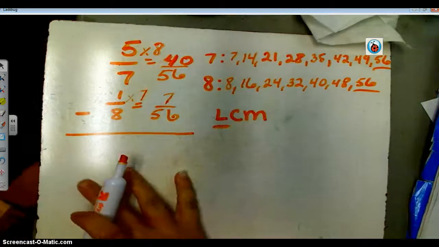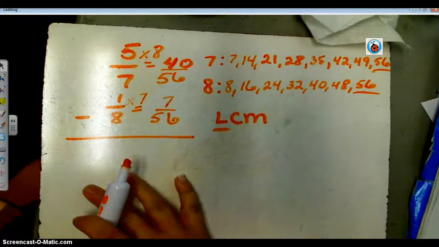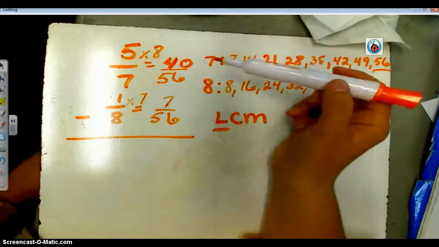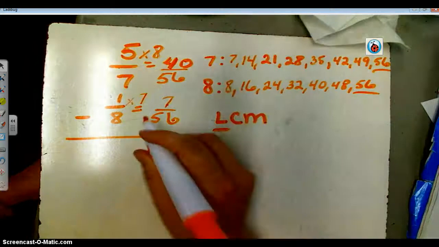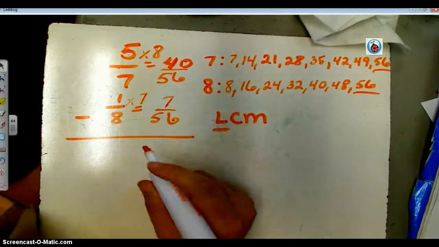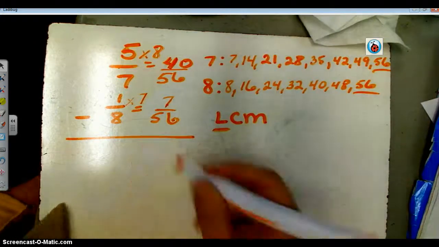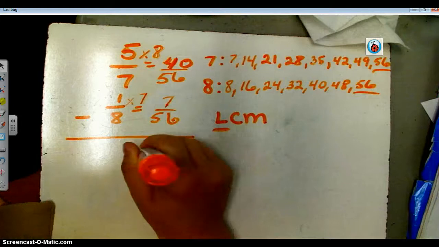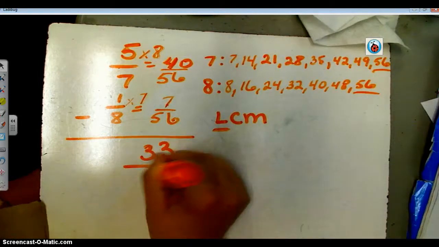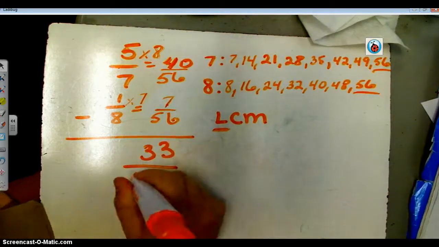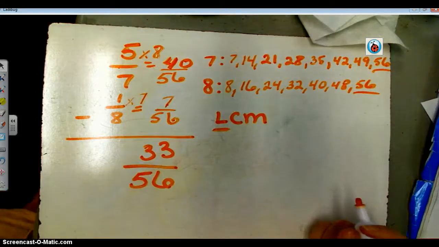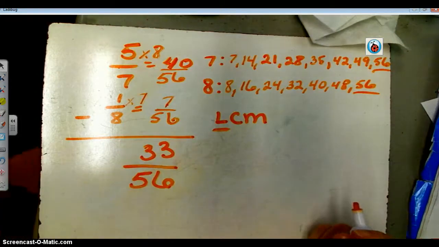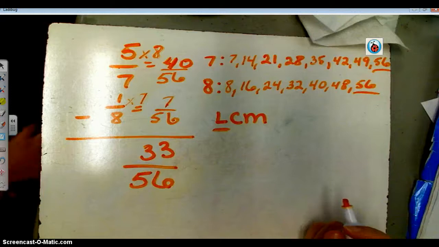Now what do I do? I subtract 7 from 40. So 40 minus 7 equals? 33. 33 over what? 56. Can I simplify this at all? Yes. You tell me.